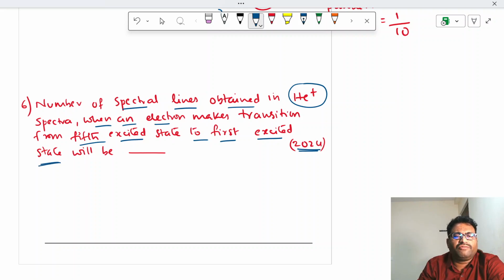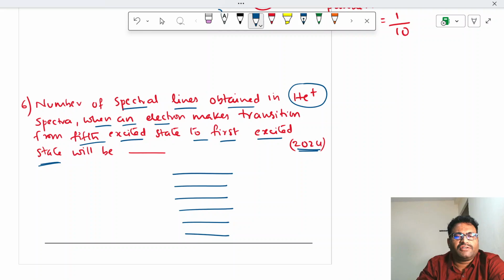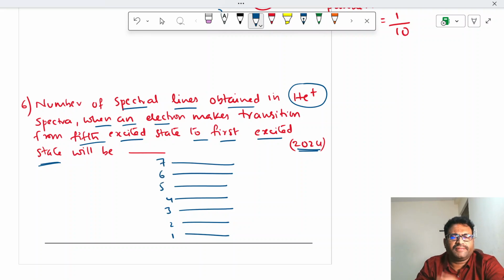What is that question? From the fifth excited state. So let us see here: 1, 2, 3, 4, 5, 6, 7.